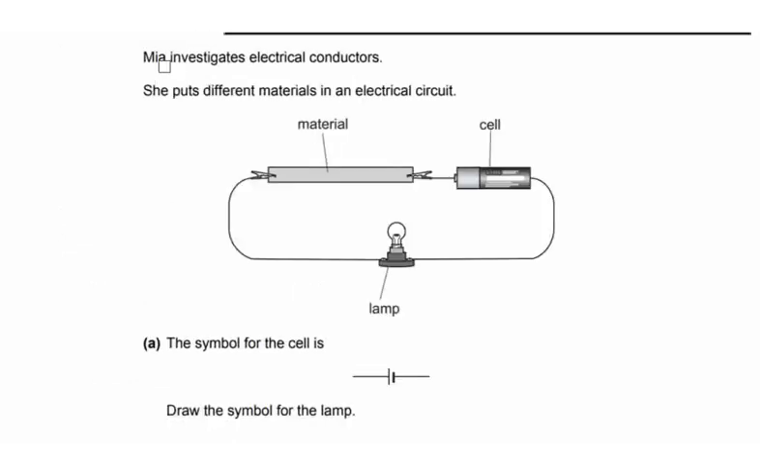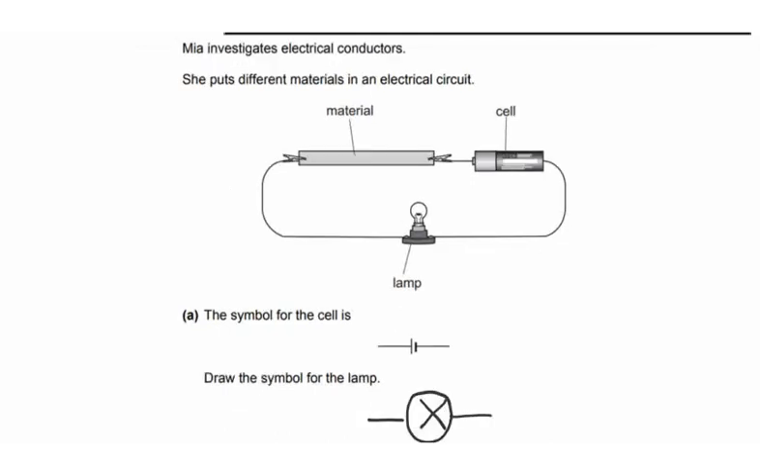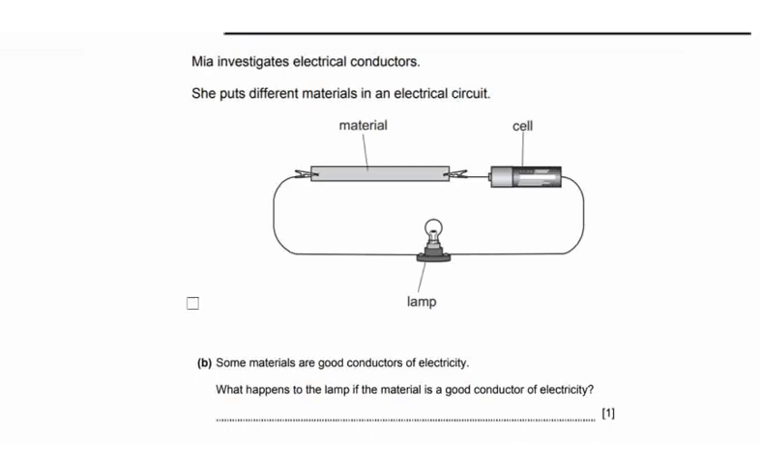Question 3a. Nia investigates electrical conductors. She put different material in an electrical circuit. The symbol for cell is this. This is the cell. Draw the symbol for the lamp. 10 seconds from now. This is the answer. Symbol for the lamp is circle with cross. Don't forget that.